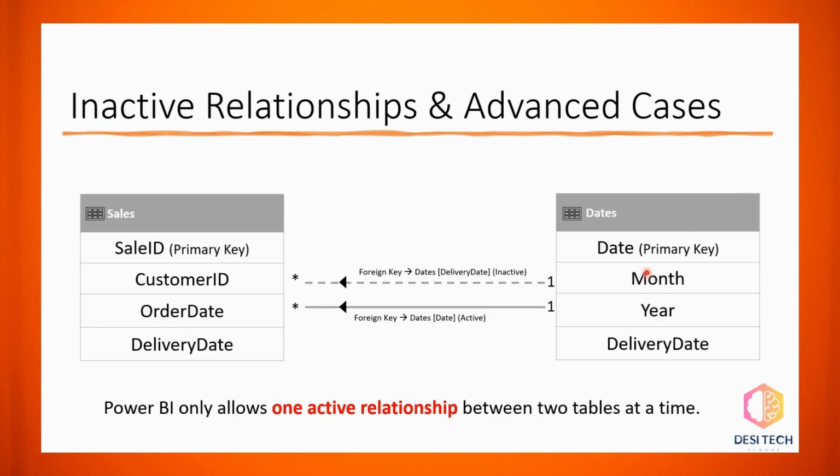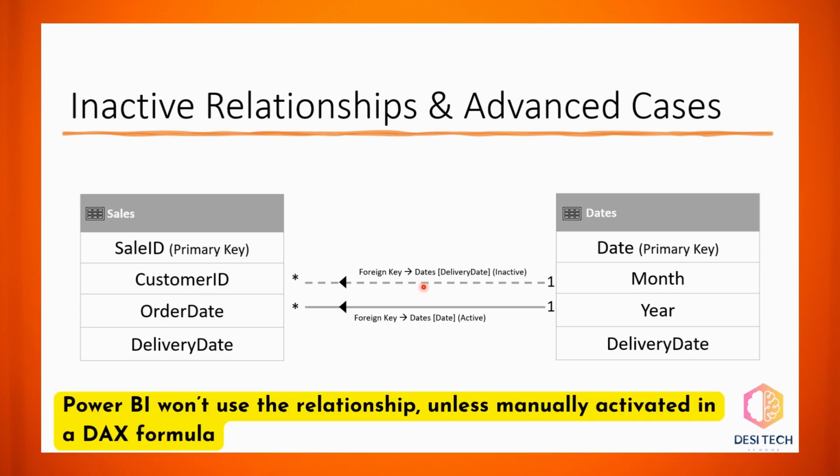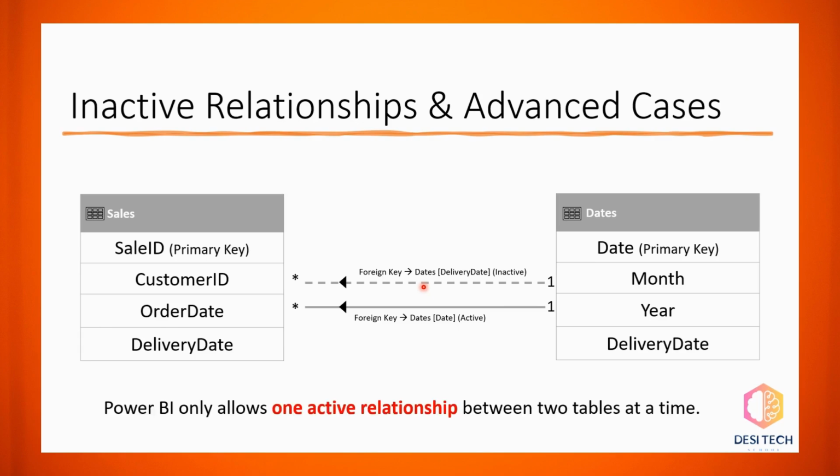Power BI only allows one active relationship between two tables at a time. So, we connect order date to the date table, and this becomes an active relationship. But what if we also want to analyze by delivery date? This second connection exists, but it's inactive by default, which means Power BI won't use it unless we manually activate it in a Data Analysis Expression formula. It's like having two roads from point A to point B, but only one is open for daily use. If you want to take the second road, you have to request special permission.